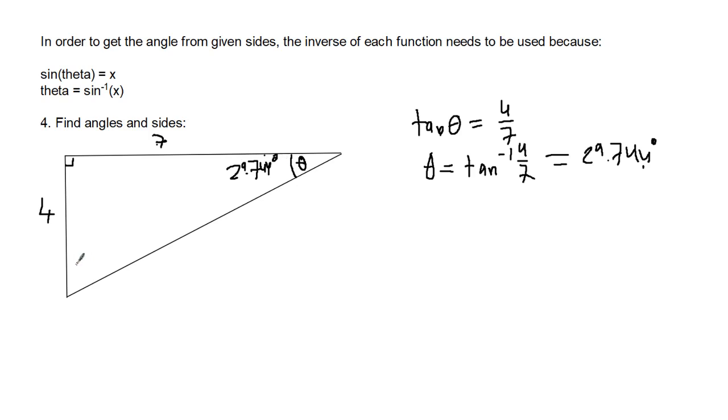Since we have this now, we can figure out the other angle just by subtracting it from 90. This will give us 60.256 degrees. And we can figure out the hypotenuse by the Pythagorean theorem. So 4 squared plus 7 squared is 65, so this is the square root of 65. And that's nearly it. We got one more question.